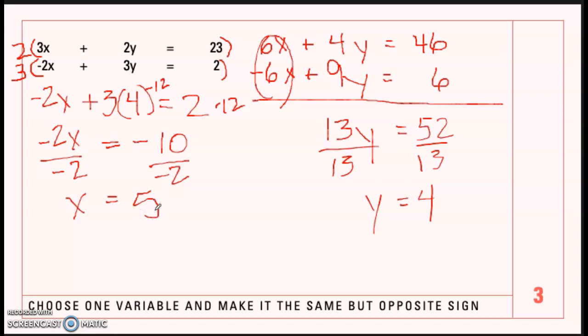Now I have an x and a y that both are the common solution for both of those equations. So my solution for the system of 2 equations is 5, 4. That works for both equations. If it was graphed, that's where both lines would intersect. Now you try some.